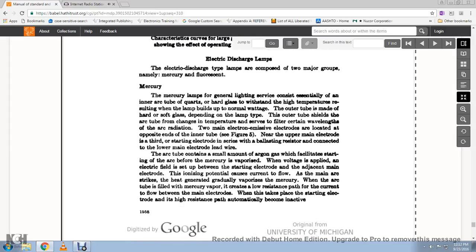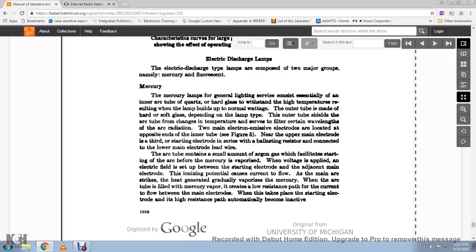Electrical discharge type lamps are divided into two major groups, namely mercury and fluorescent. The mercury lamp for general lighting consists essentially of an arc tube made of quartz or hard glass, which withstands high temperature, and an outer tube made of hard or soft glass. Depending on the lamp type, the outer tube, which is filled with a gas, serves to maintain the arc tube temperature and to filter certain wavelengths of the arc radiation.